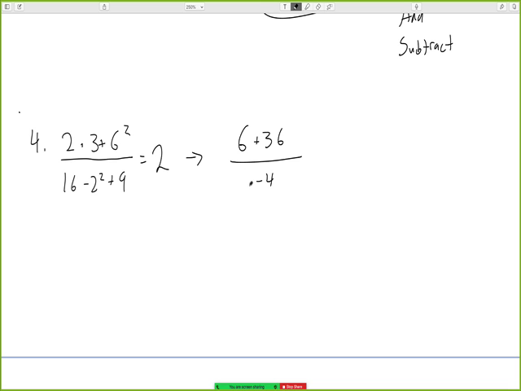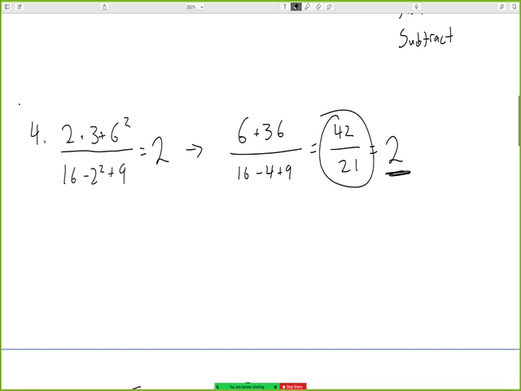So exponent is 2 squared. That's 2 times 2, so that's 4. 16 minus 4 plus 9. And once you did all of that, what did you get on the top? Good. And that can simplify to 2. So if you put 42 over 21, that would be partially correct, but your answer on the test is going to be listed as 2. So make sure you simplify as much as possible.